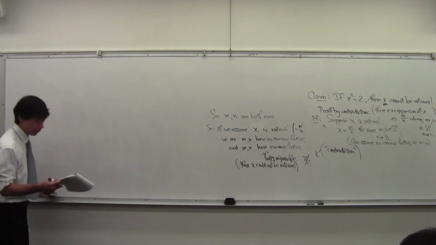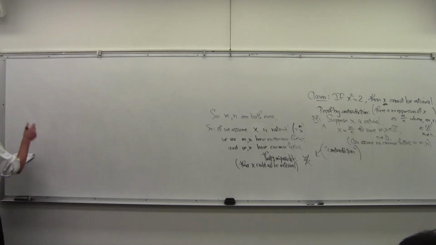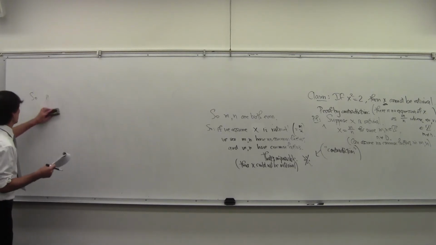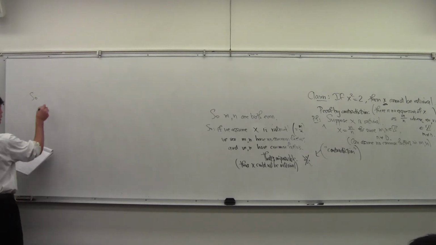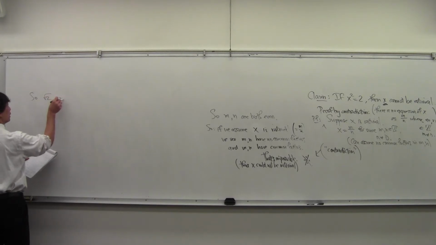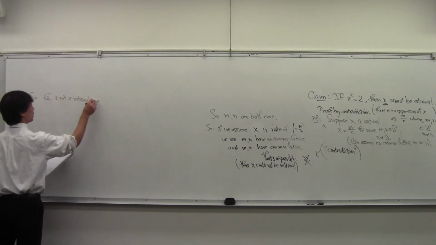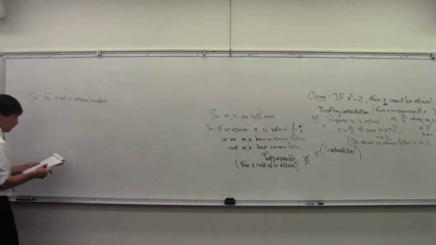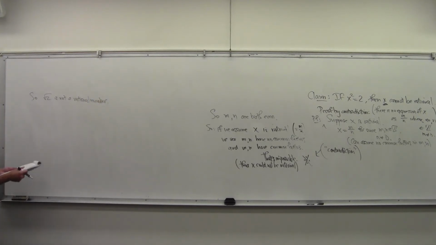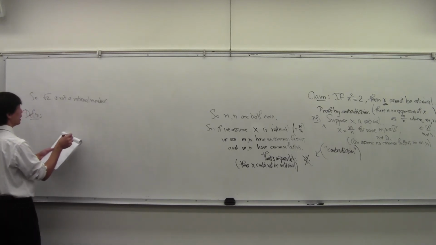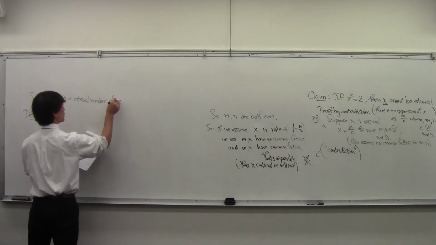Okay. So the square root of 2 is not a rational number. It's not a rational number. It's irrational.